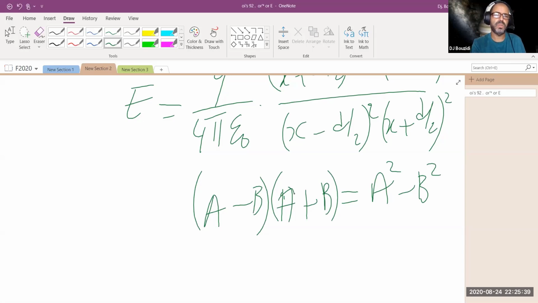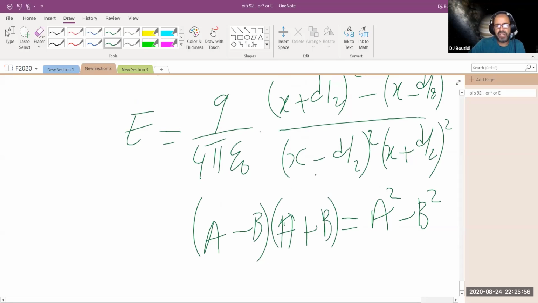If not, it's easy to expand. A times A is A squared, minus B times plus B is minus B squared. And the cross terms cancel: A times B is AB, minus A times B is minus AB, and they cancel. So this is easy to prove. So this is what I'm looking at in the denominator first.